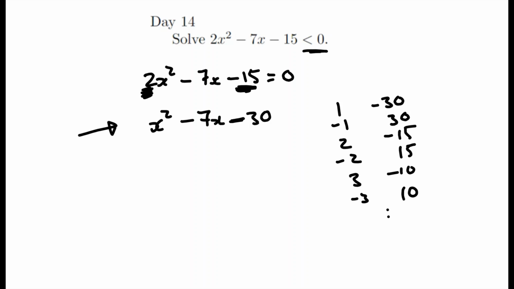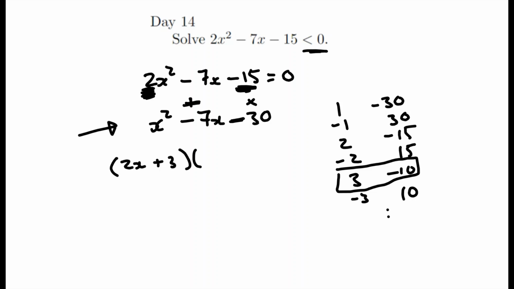Now stop there because I can see that the pair that adds together, so we've got the pairs that times together to give you negative 30, the pair that adds together to give you negative 7 is this pair here. So that's what's going to go inside the brackets, except instead of x, we're dealing with 2x. So we'll write that in there.